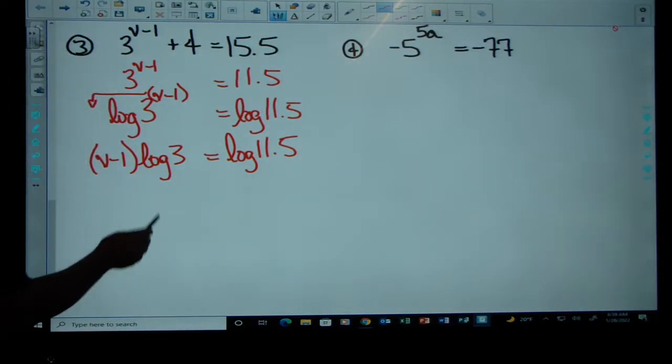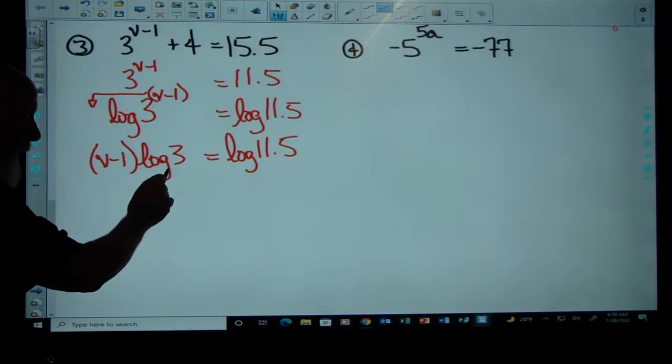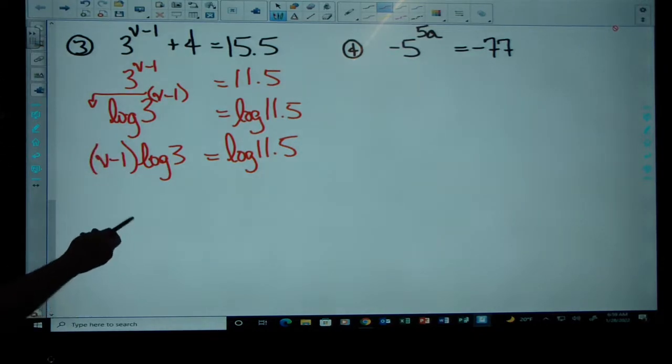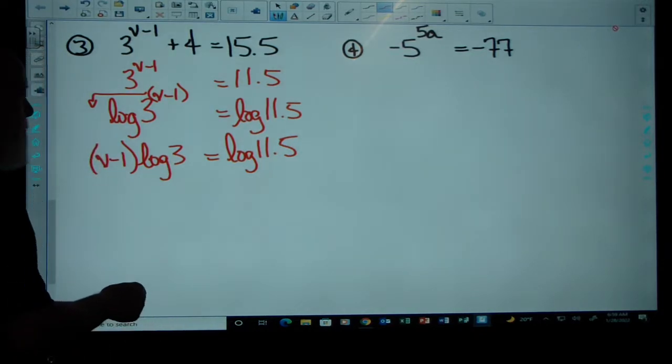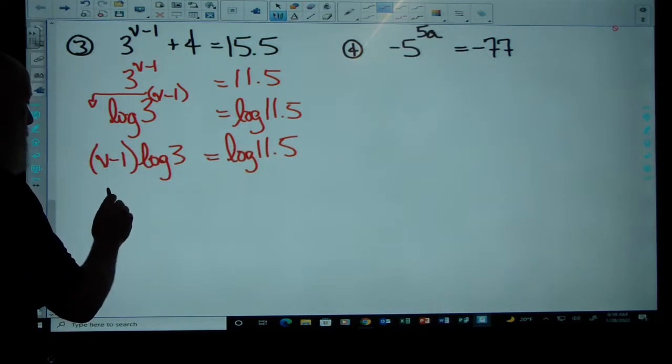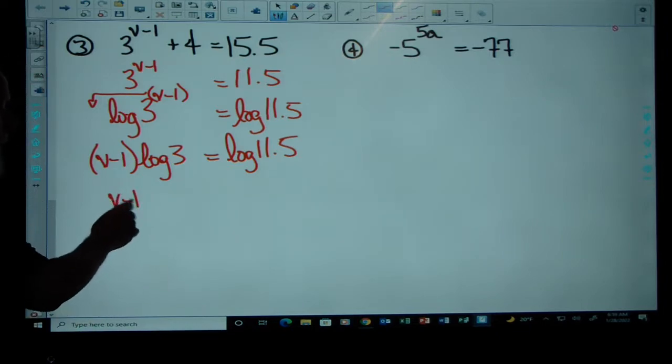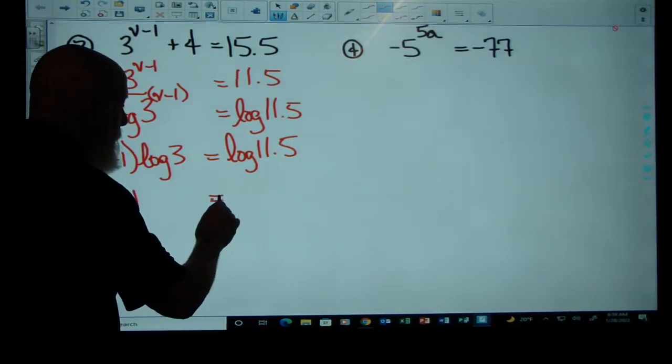Now I've got two things I want to do. I want to divide both sides by log 3. That'll get rid of that, and then add 1 to both sides, and we'll be done, except for rounding it to the nearest 10,000th. So I'm going to divide both sides by log 3. That will leave me with v minus 1 all by itself. On this side, I don't need the parentheses anymore, once it's all by itself.